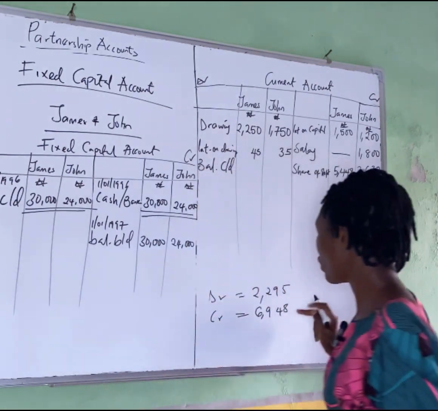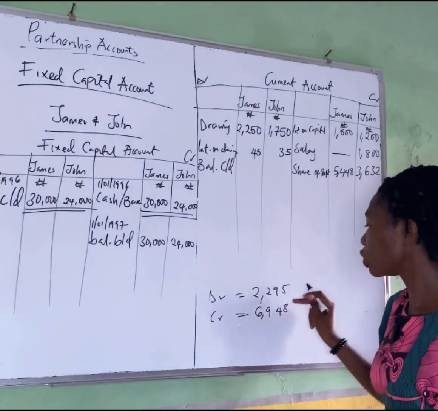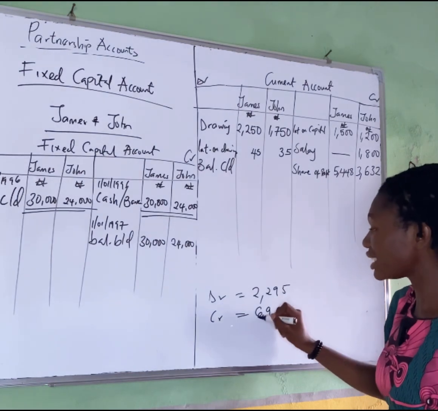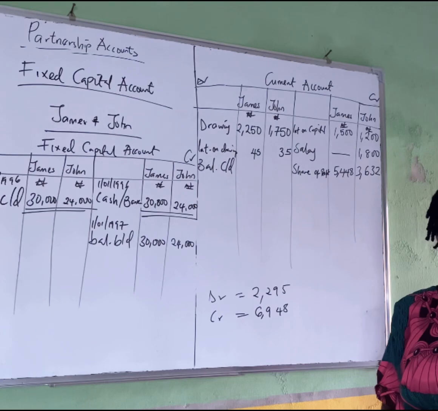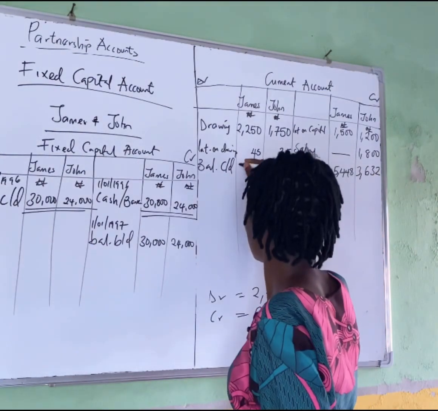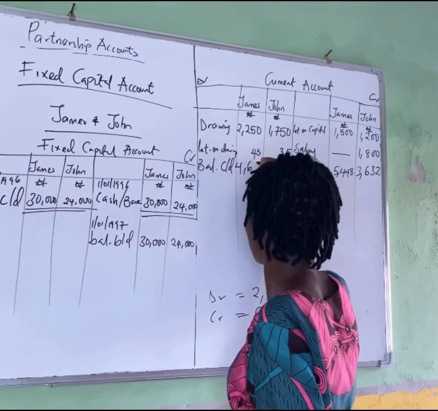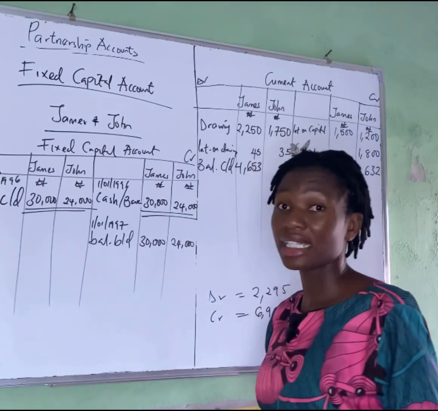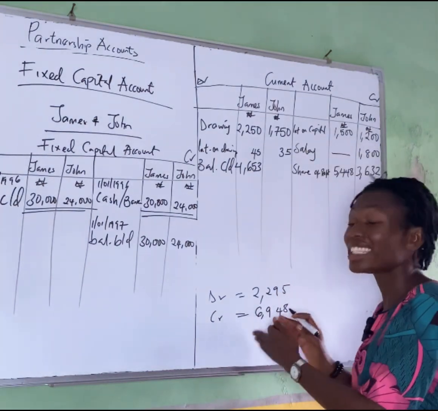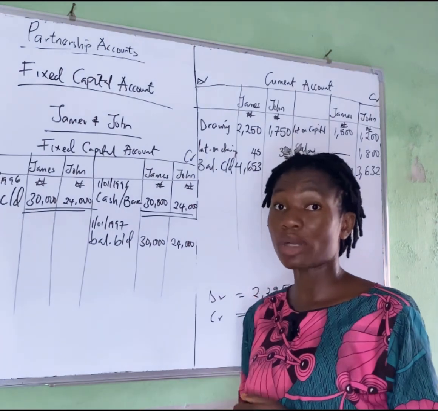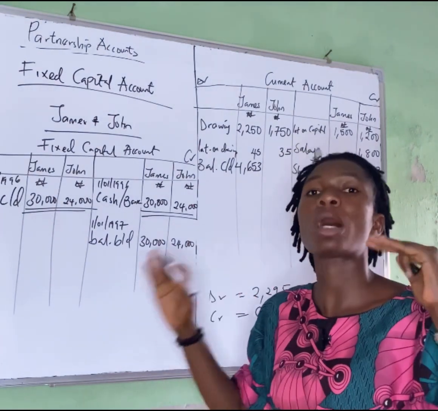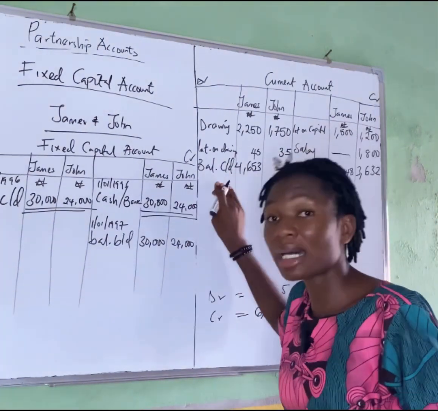So for James, our balance carried down will be our credit side minus our debit side. And that will be giving us a balance of 4,653 naira. Like I said, since the credit side is higher than the debit side, we'll be taking our balance to the debit side, to the lesser side, so we can have equal amounts on both sides. That is the aim of the balance.